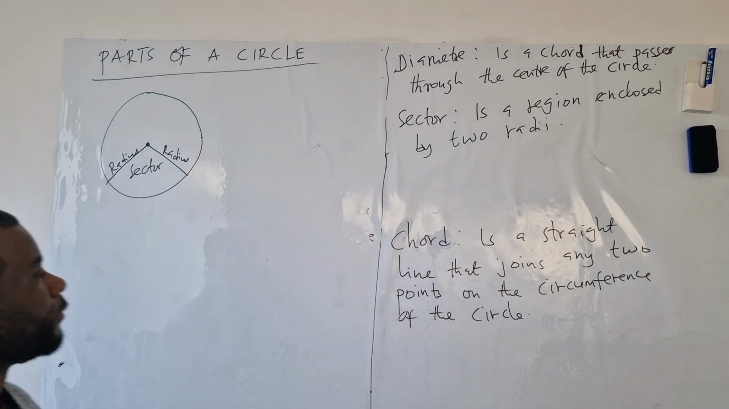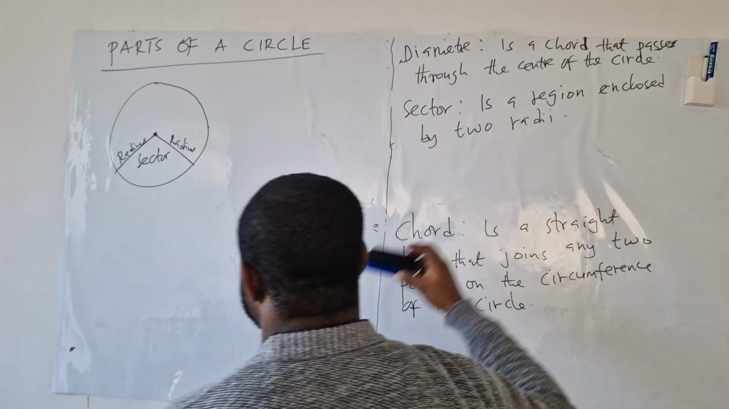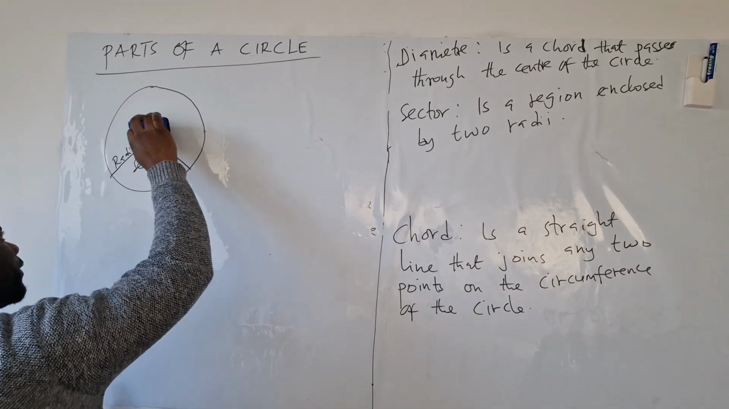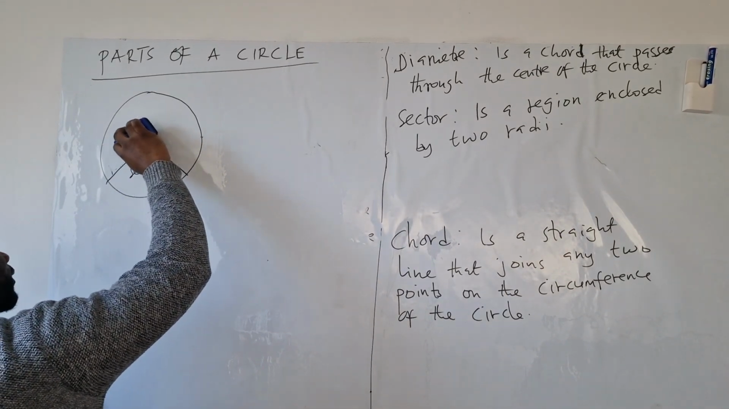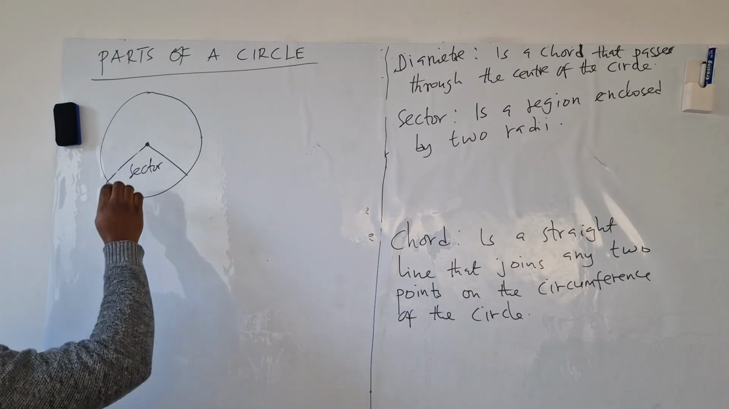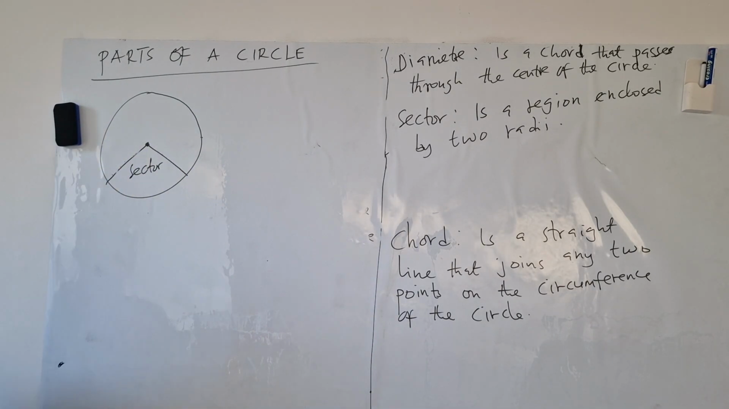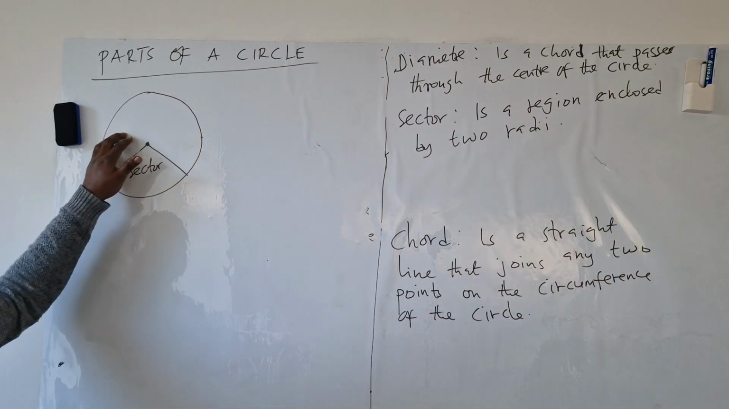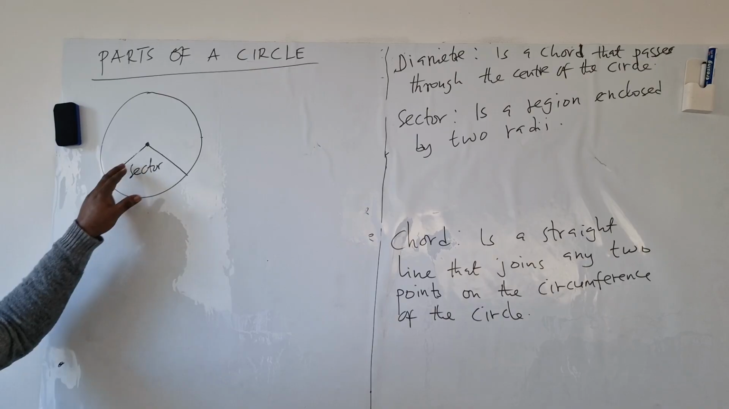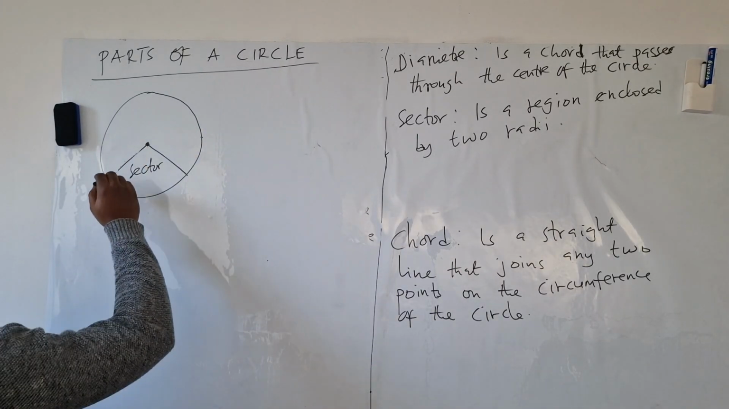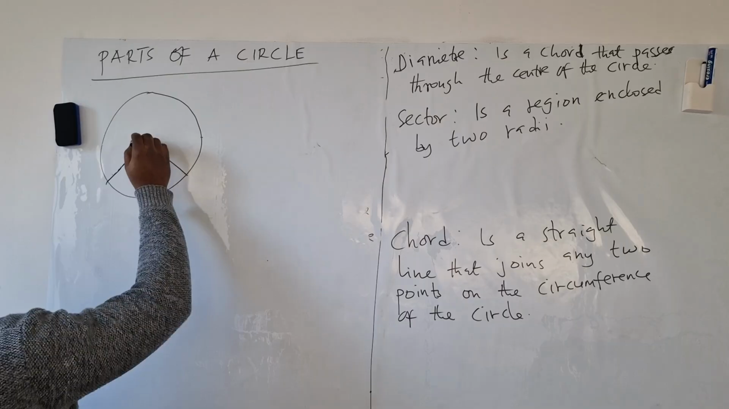Now, don't forget that this region is bounded by two radii. What of this region? It's also bounded by two radii. We have one radius here, one radius there. So this region is also bounded by two radii, so we also term this region a sector.